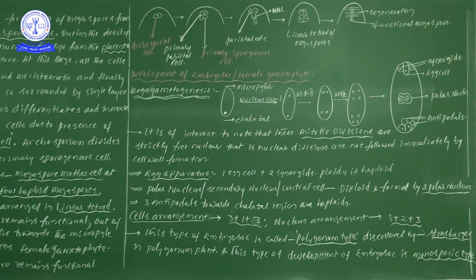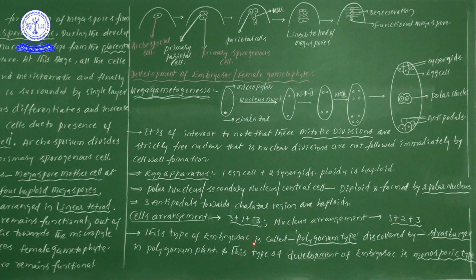This is important, listen carefully. From the cell arrangement point of view, 3 plus 1 plus 3, so the total number of cells is 7, the 7-celled stage. From the nuclear arrangement point of view, 3 plus 2 plus 3, so the number of nuclei is 8. So in a matured embryo sac, the total number of cells is 7 and the total number of nuclei is 8. That is a main important point.